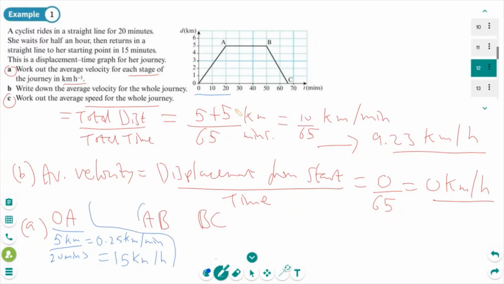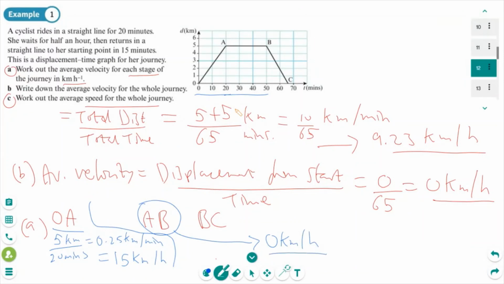In A to B, the person has not moved. So there's no motion. Okay, so because there's no motion, the change in displacement is just 0. So you just have 0 divided by the time taken from 20 to 50. It's 30 minutes, so it's just going to be 0. So you can just say 0 kilometers per hour directly. Okay, because the person is not moving, he's just sitting there. That's for A to B. That's the average velocity.